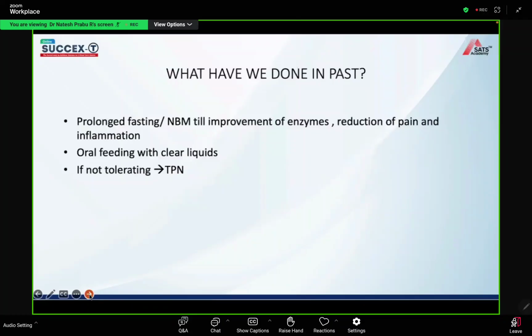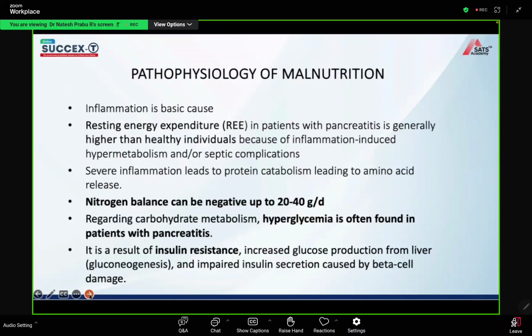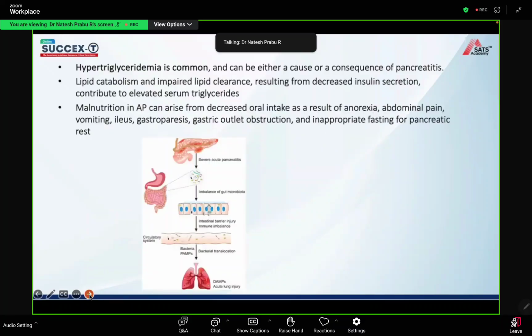So generally what was done in the past is prolonged fasting, NPO, for these patients to reduce pain and inflammation. The current concepts are changing. So the pathophysiology of malnutrition is that the resting energy expenditure is raised in pancreatitis patients. The basic cause being severe inflammation, these patients have a higher metabolic rate and also insulin resistance. They might also have hypertriglyceridemia, which is also a cause for pancreatitis. So we need to be considering that factor also.